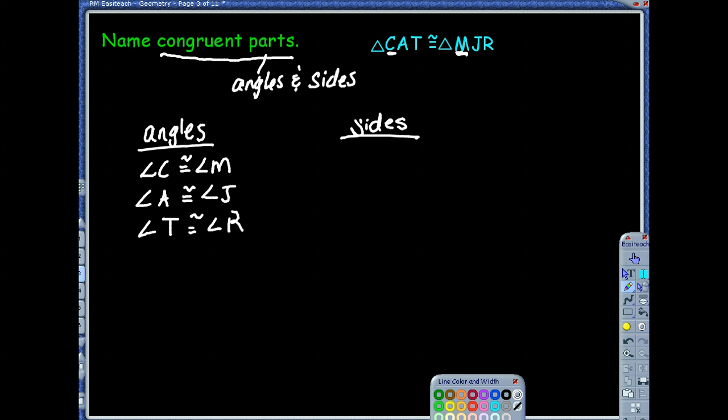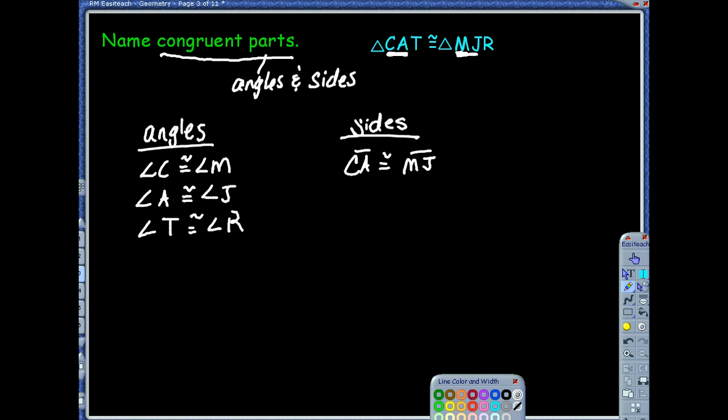Let's do the sides. For sides, I'm going to start with CA because I see that those two are right next to each other. So segment CA is congruent to segment MJ in that same location. Now, could I say JM? Well, yeah, I could, but I'm just going to keep those corresponding pieces in that order. It won't matter because it's the same segment.